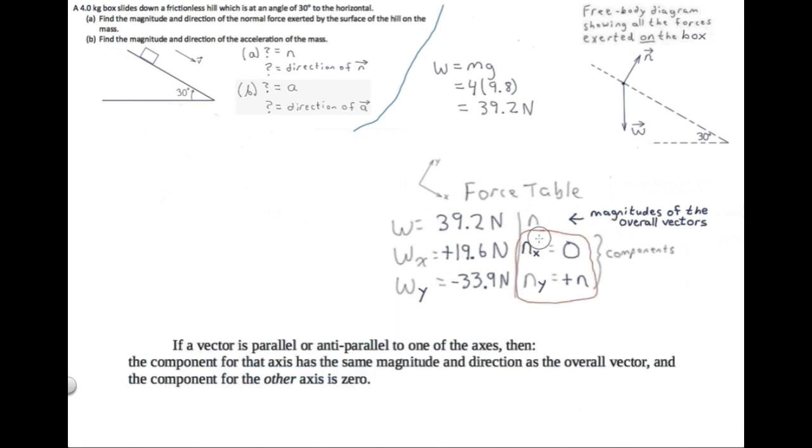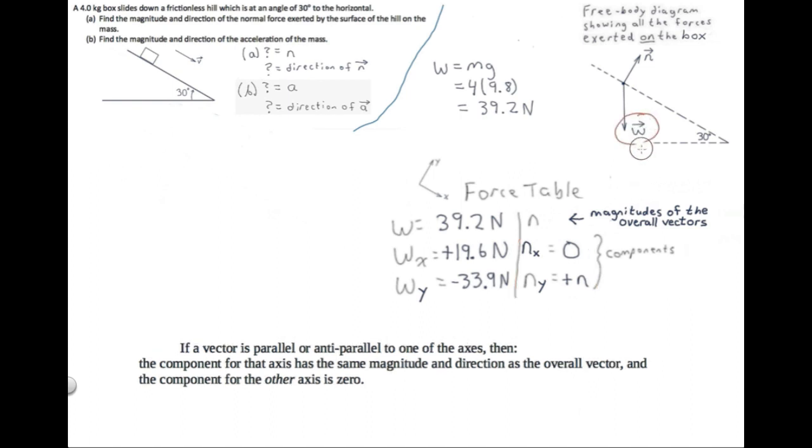Now we can start breaking the forces into components. Let's begin by working on the components for the normal force. Now our normal force vector points parallel to the y-axis, which means we can apply this rule. Our normal force vector is pointing in our positive y direction. So the y component of the normal force will be positive, and the magnitude of the y component will be the same as the overall magnitude, represented by little n, and the other component, the x component, is 0.